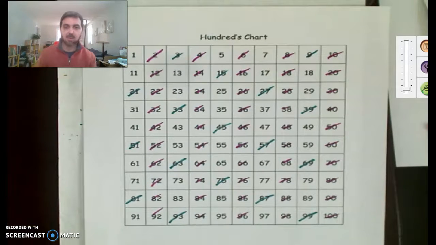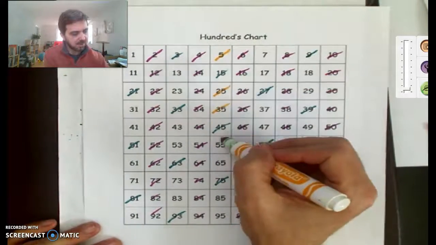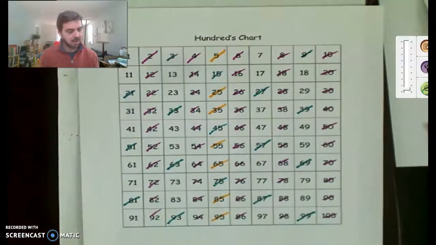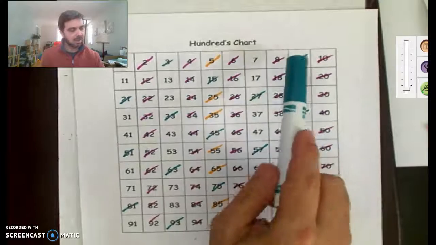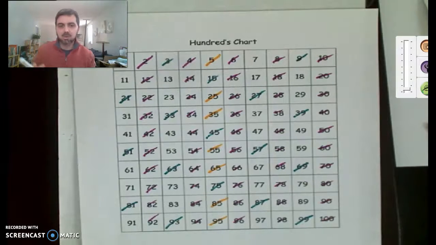Let's cross off all the multiples of 5. We don't need those, right? Because those aren't prime. Some of them are already crossed off. Okay, so we know those aren't it. How about the 4s? Did we get all the 4s yet? Let's see. 4, 8, 12. Yeah, we got all the 4s already because we crossed off all the even numbers and all the multiples of 4 are even. So those are all done.